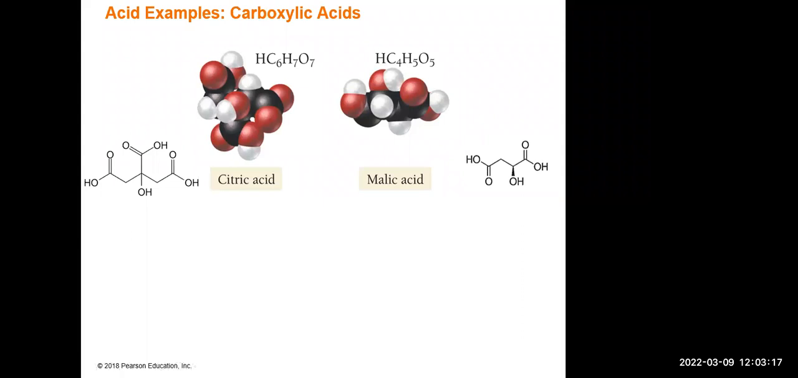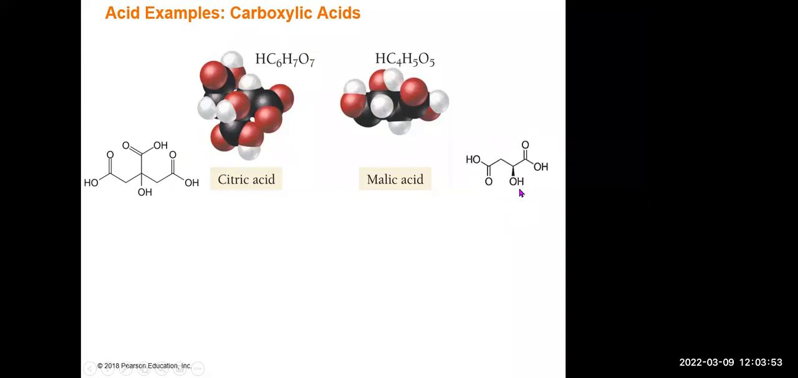There are a few more carboxylic acids, one is citric acid, and the other one is malic acid. The formulas and models are given in those pictures. You can see in this citric acid, there are three carboxylic groups. So this is the one, this is the one, this is the one. In malic acid, there are two of those carboxylic acid groups, one here on the right, one here on the left. This OH is the alcohol group, not the acid group.